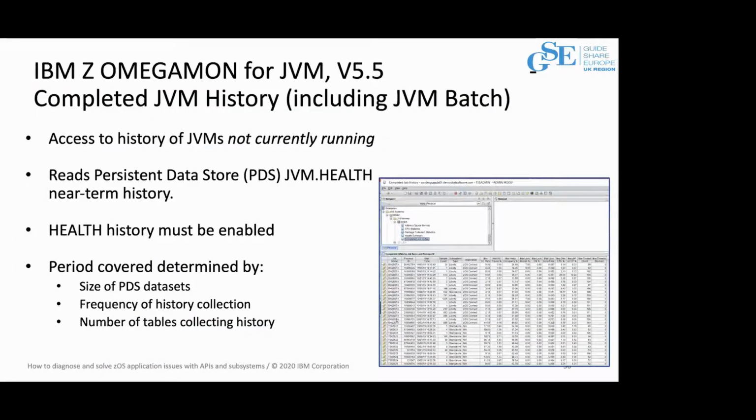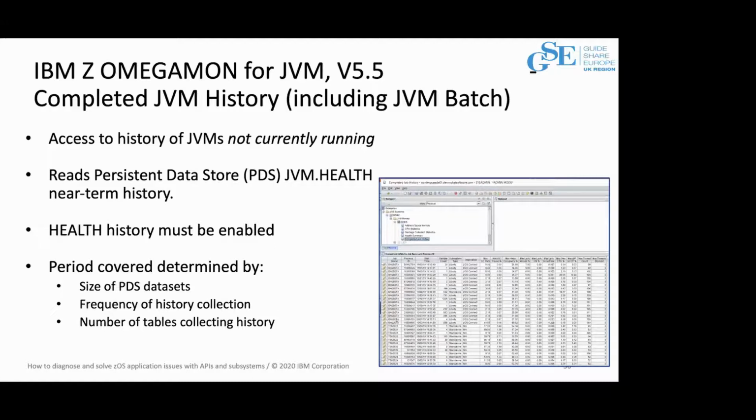Okay, so we did add with OMEGAMON for JVM 5.5 completed JVM history. We said it was batch monitoring, or rather batch history, but actually it's for any JVM that's running or has completed in your enterprise. So OMEGAMON for JVM now stores a summary of all of the JVMs that are currently not running, i.e. have been stopped in the past. We store them in our history data sets, the persistent data store.